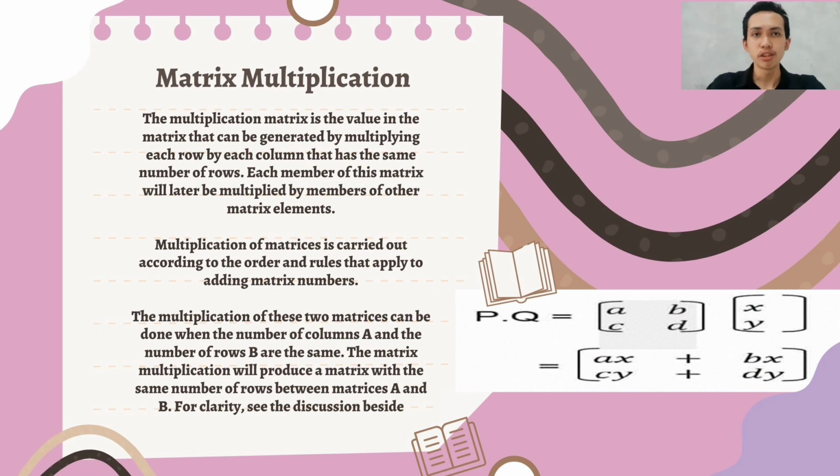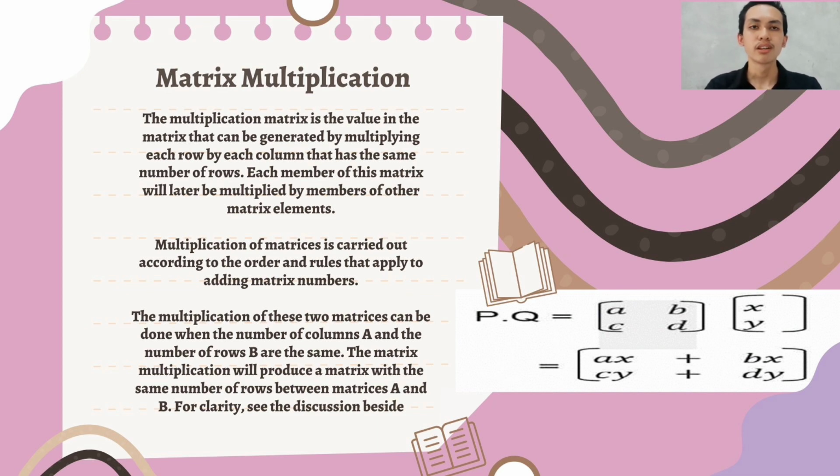Multiplication matrix. The multiplication matrix is the value in the matrix that can be generated by multiplying each row by its column that has the same number of rows. Each member of this matrix will later be multiplied by a member of the other matrix's elements. Multiplication of matrices is carried out according to the order and rules that apply to matrix addition. The multiplication of these two matrices can be done when the number of columns of A and the number of rows of B are the same. The matrix multiplication will produce a matrix with the same number of rows as matrix A and the same number of columns as B. For clarity, see the description below.